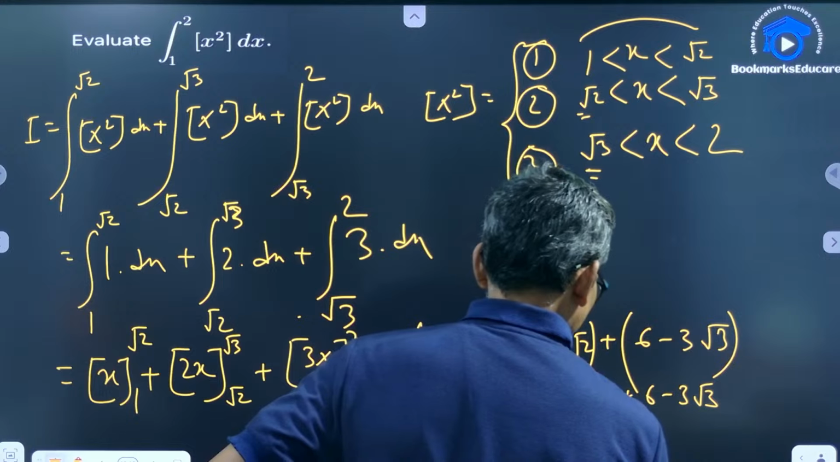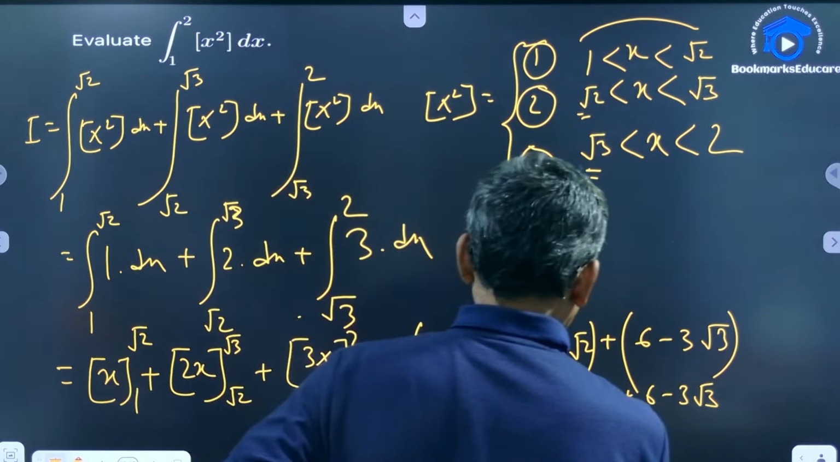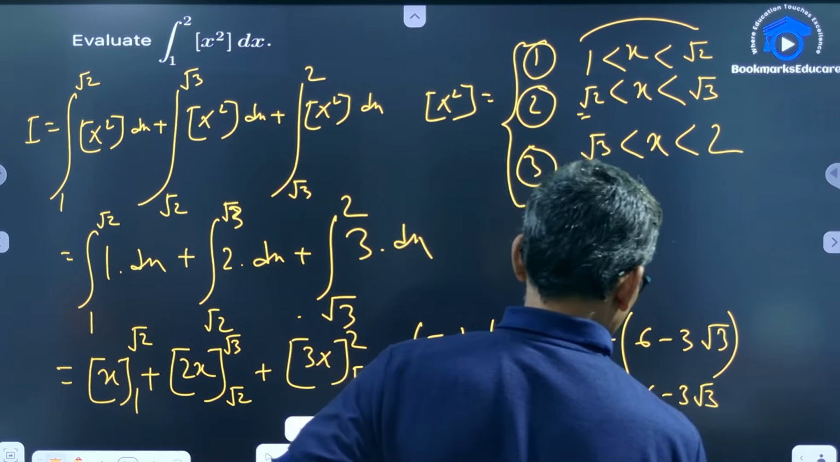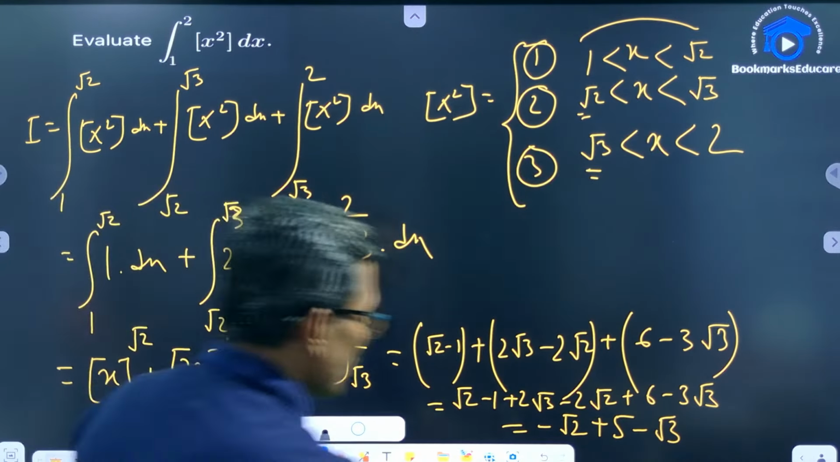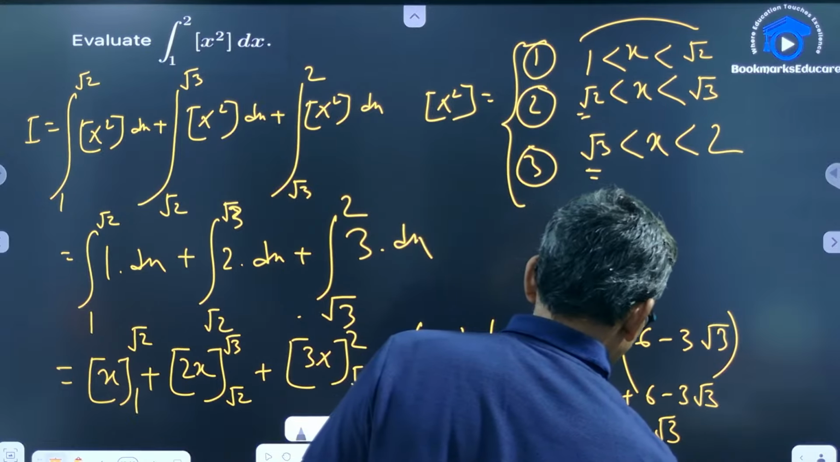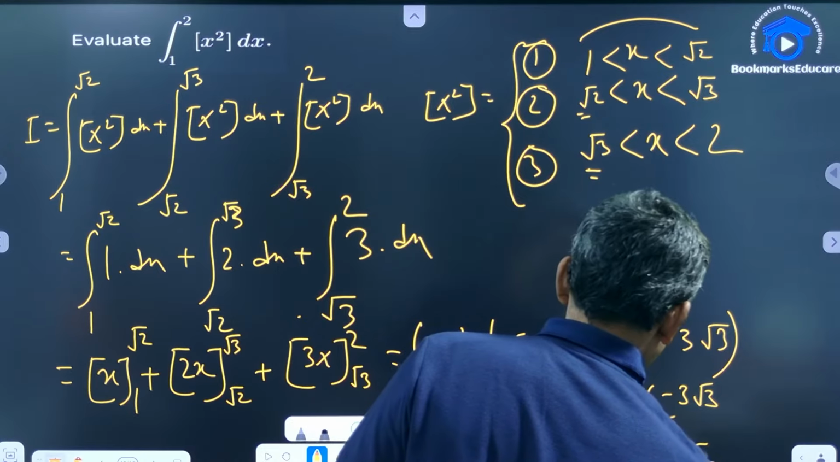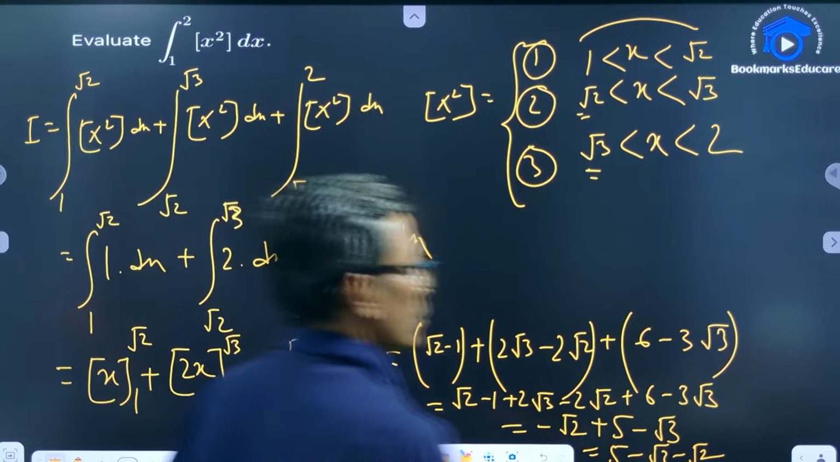-1 + 6 मतलब +5 हो जाएगा, और ये +√2 + 2√3 - 3√3 मतलब -√3 हो जाएगा। ठीक है, सो रिक्वायर्ड आंसर इज 5 - √3 - √2. This is the required answer. Clear?